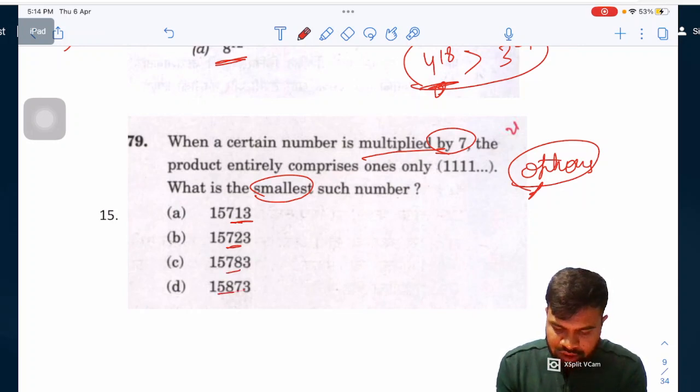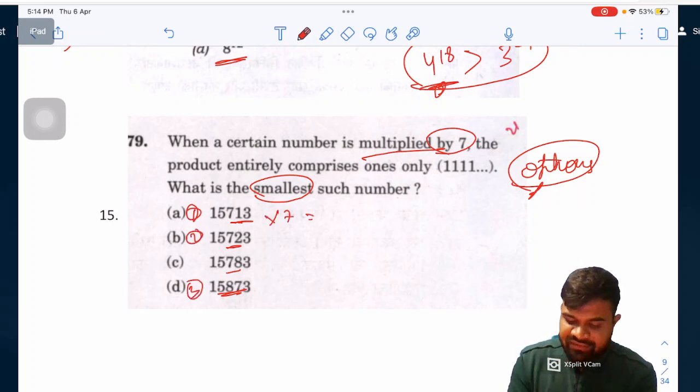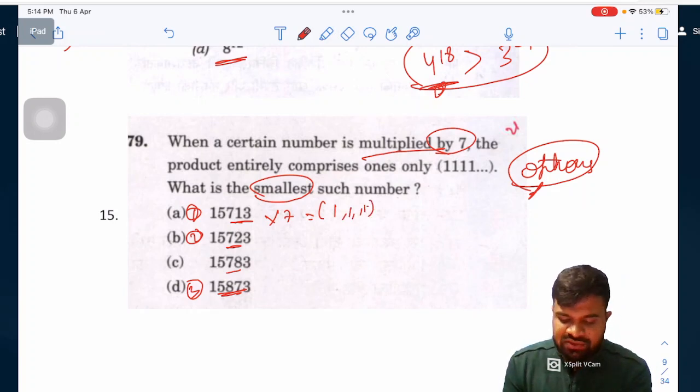Now, the third option will be, so this will be our order: first, second, and third. This will be our order, and when we multiply it by 7, our answer should be in the form of 1 1 1 1 1, something like that. So I just want you to do it by yourself. In the third case it will be satisfied.